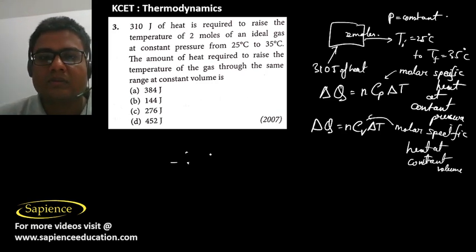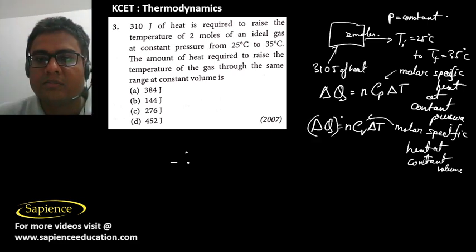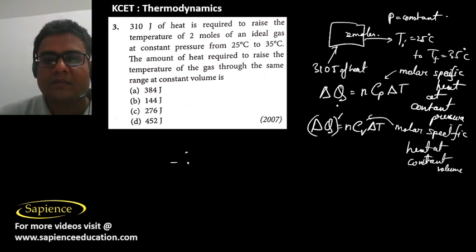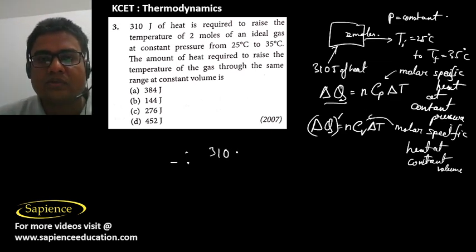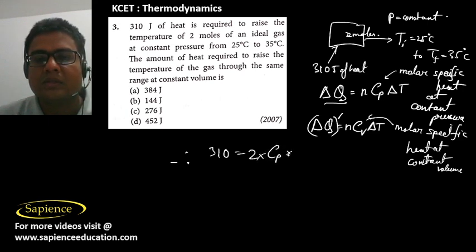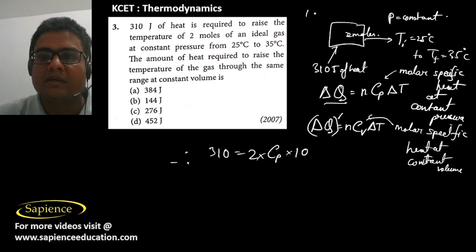So now therefore this delta Q we have to find. Let it be delta Q dash, suppose. Okay. So now heat, that is 310 joule, will be equal to n Cp delta T, that is N is 2 moles, so 2 into Cp into delta T. Delta T is the rise in temperature, which is 10 degrees Celsius, and the rise in temperature in Celsius scale will be the same as the rise in temperature in Kelvin scale. So a 10 degrees Celsius rise will be the same as a 10 Kelvin rise.